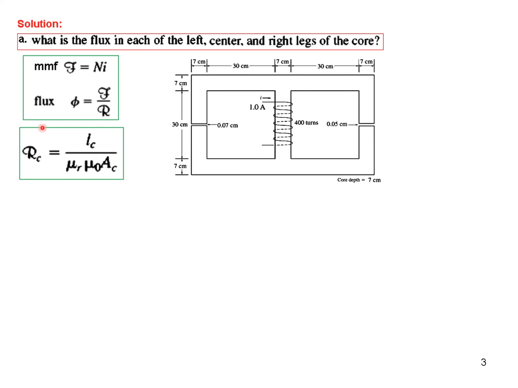This is the formula of reluctance we have learned earlier: the length of the core, area of cross section of the core, permeability of the material and permeability of air. So permeability of material is given as 1500, and we know the permeability of air is 4 pi 10 raised to the power minus 7. If you don't know, you memorize it.